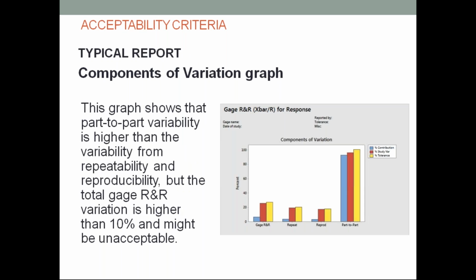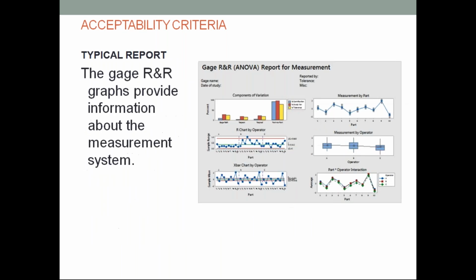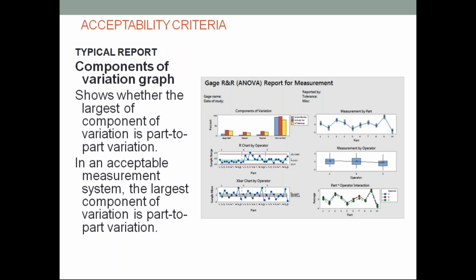The graph shows part-to-part variability is higher than the variability from repeatability and reproducibility, but the total gauge R&R variation is higher than 10% and might be unacceptable. The gauge R&R graphs provide information about the measurement system. So it shows whether the largest of the component variation is part-to-part variation. In an acceptable measurement system, the largest component of the variation is the part-to-part.